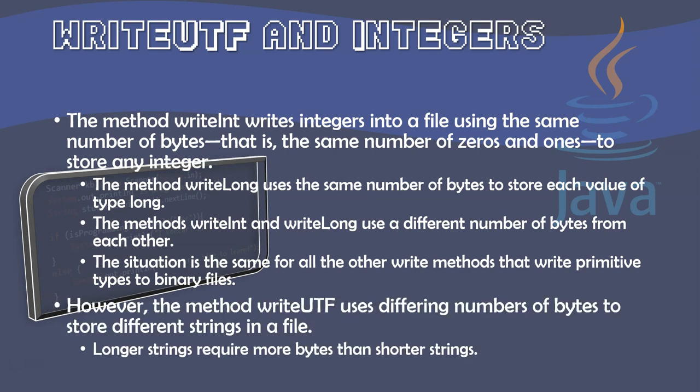However, the method writeUTF has a differing number of bytes to store different strings in a file. And it is pretty acceptable as to why that might be. Longer strings are going to require more bytes than shorter strings.